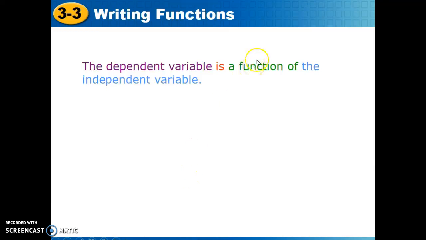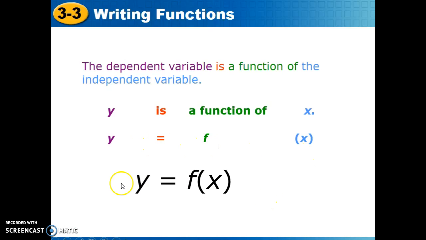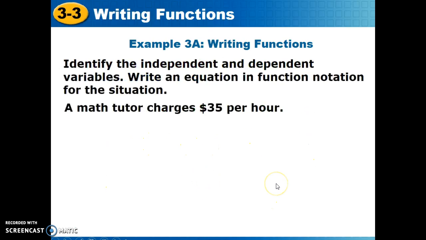The dependent variable, y, is a function of the independent variable, x. Y is a function of x. Y always means f of x. Notice we've taken the words "a function of" and abbreviated them to just f. So y equals f of x. Y and f of x are exactly the same thing.